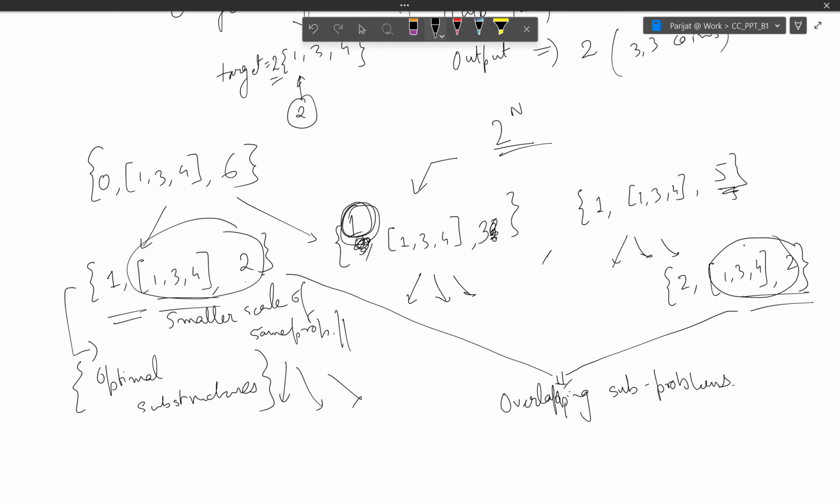You don't need to solve it two times. So if you can find the minimum number of coins I need to make 2 with 1, 3, 4, you can use that only as the answer here, right? You don't need to solve it again. So you can store it somewhere and fetch the result. So you solve it once and you are done. So these types of problems where both of these issues are satisfied are known as dynamic programming.